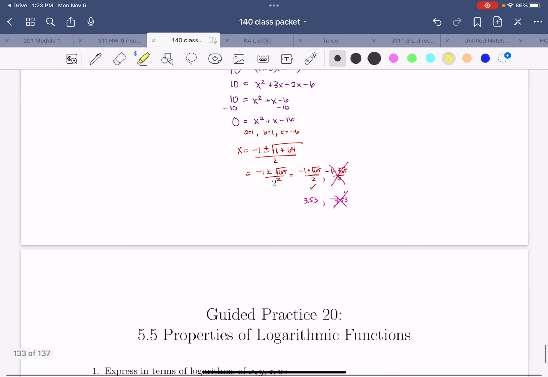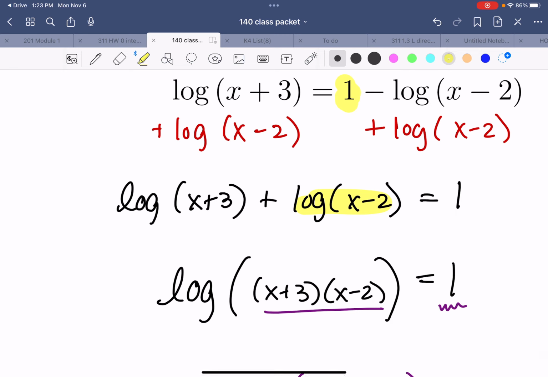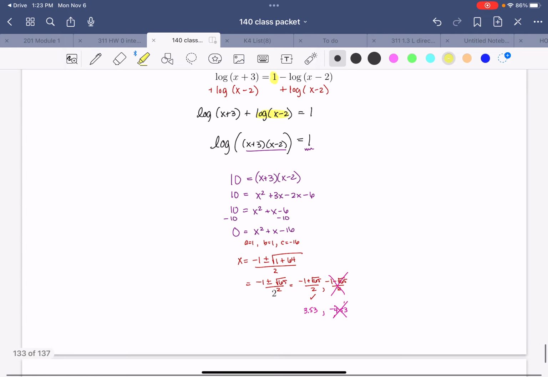The positive one, does the 3.53 work? Well, if I take 3.53 and add 3, that's positive. I can take the log of that. And 3.53 minus 2, that's positive. I can take the log of that. So we're good with the 3.53.